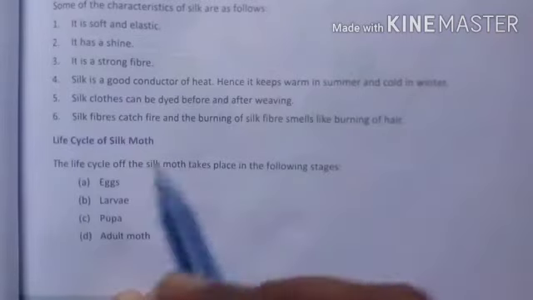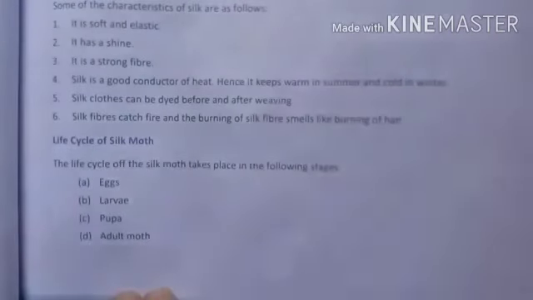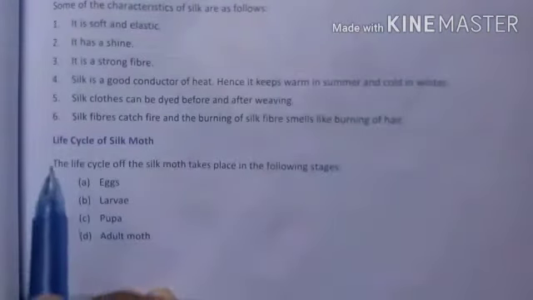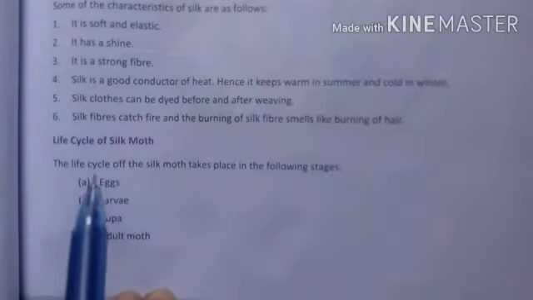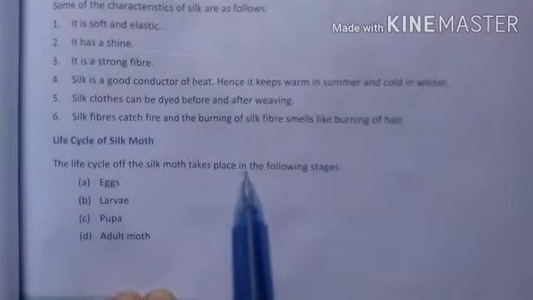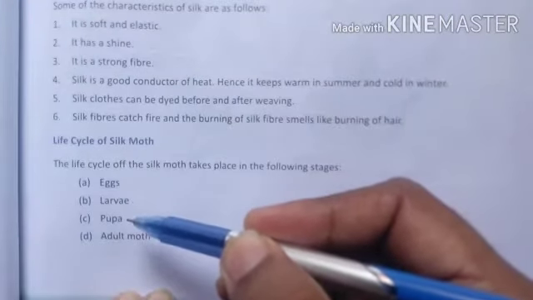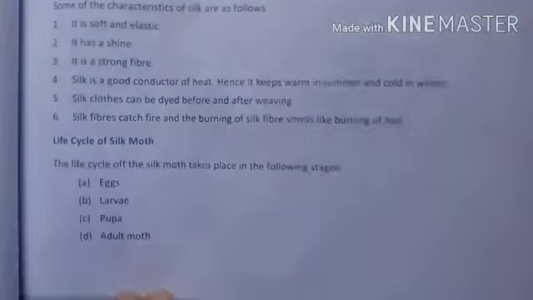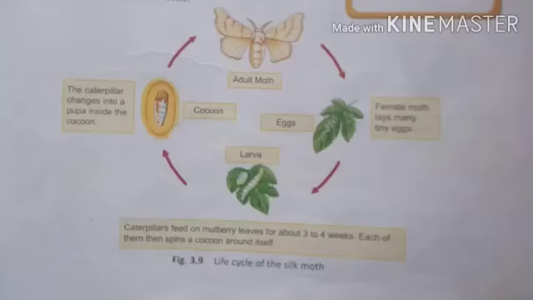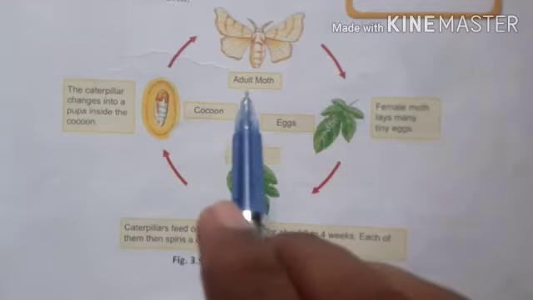Now the next thing: how do we get silk from the silk moth? So here is the life cycle of a silk moth. The life cycle of the silk moth takes place in the following stages: eggs, larva, pupa and adult moth. As you can see, this is a picture of the life cycle of a silk moth. Here you can find the adult moth.